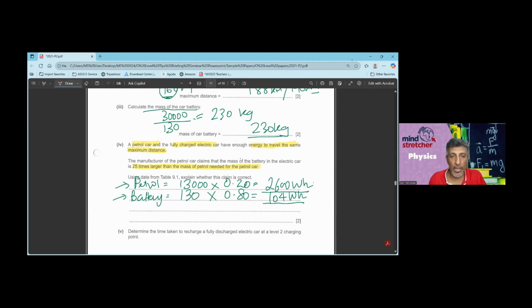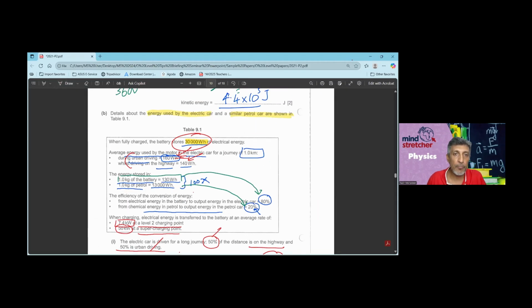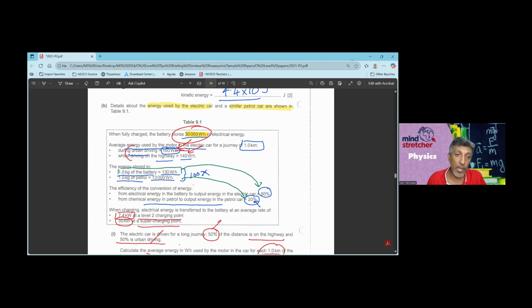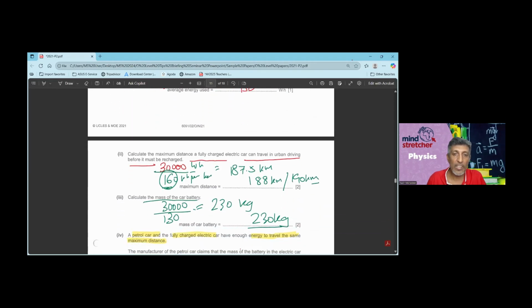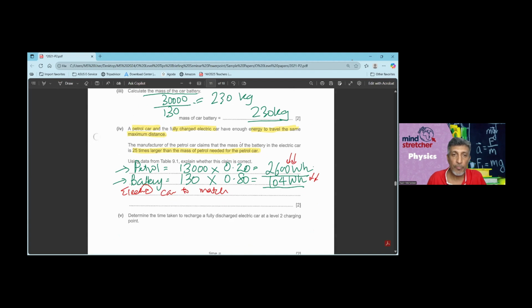So for the electric car to match petrol, look at the energy available here and the energy available here. This is based on every kilometer, and this is based on every kg. This is 1 kg of petrol, and this is 1 kg of battery.